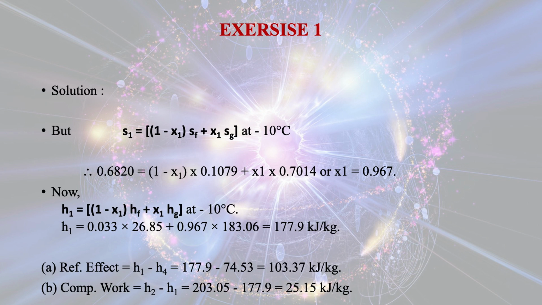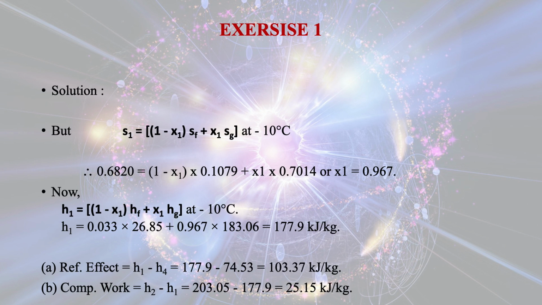S2 you can get from the table value, that is equal to 0.6820, equal to (1 minus x1) multiplied by 0.1079 plus x1 multiplied by 0.7014. If you perform this calculation for x1, that value comes out to be x1 is equal to 0.967.